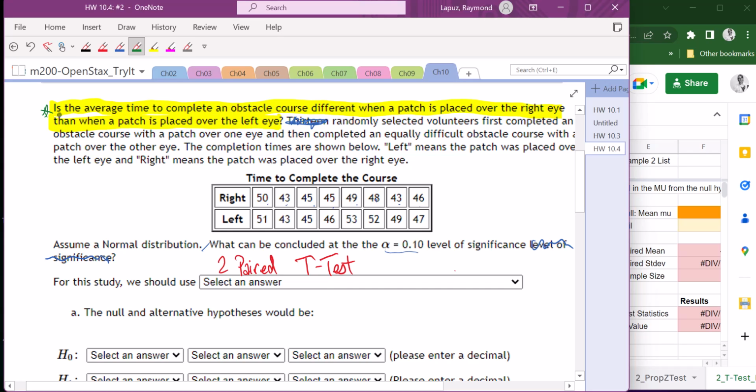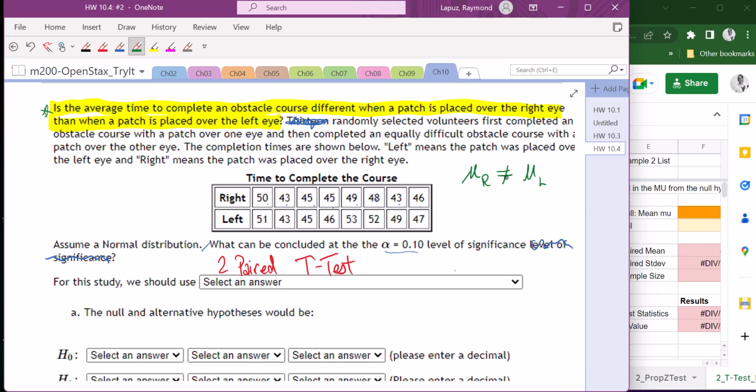Is the average time in the obstacle course different when you put a patch over the left eye? So the average when we patch over the right eye versus when we patch over the left eye, they're asking, is this different? So different means not equal to, and that would be our claim.